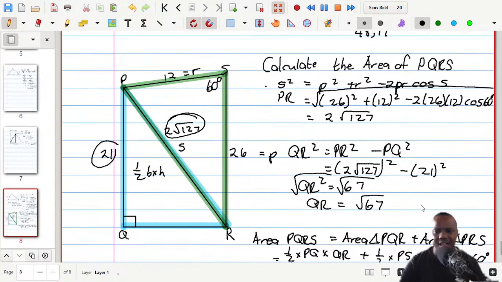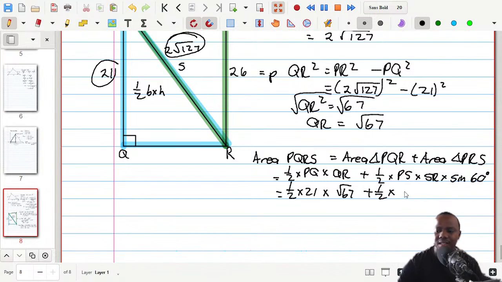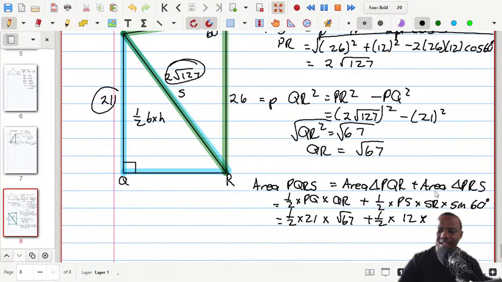Do we have PS? Yes, we do. PS is 12 times SR. Do we have SR? Yes, we have. That's 26 times the sine of 60. All you now have to do is to type this entire thing into your calculator so that you can get the final answer.